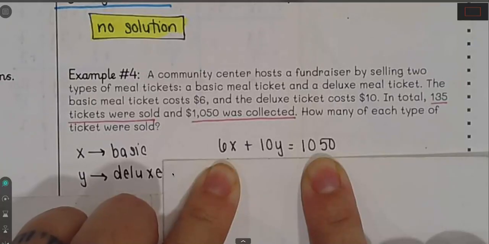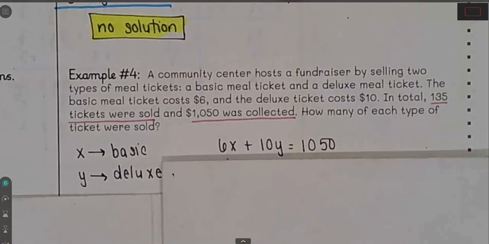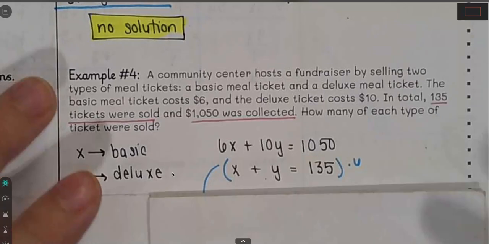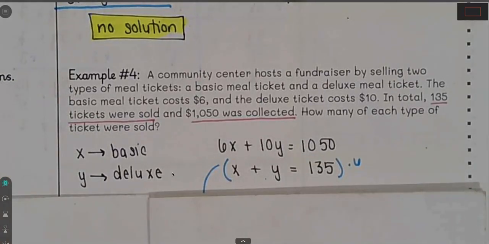Yeah? All right. Another bonus point if someone can raise their hand and give me an equation to represent 135 tickets sold. So we sold 135 basic tickets? Yeah. X plus Y equals 135. Outstanding. All right, so we have X plus Y equals 135.